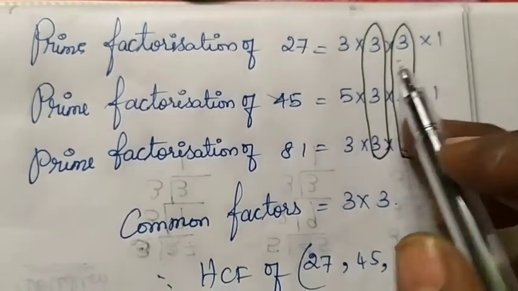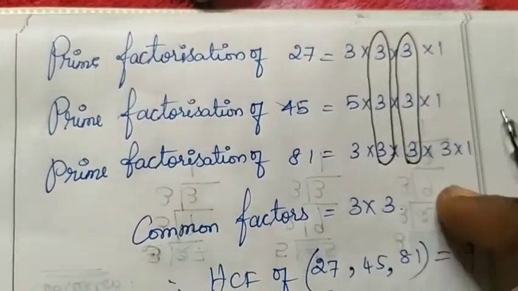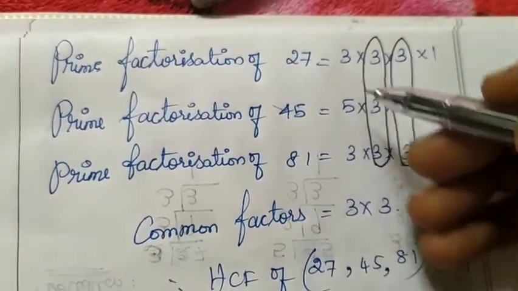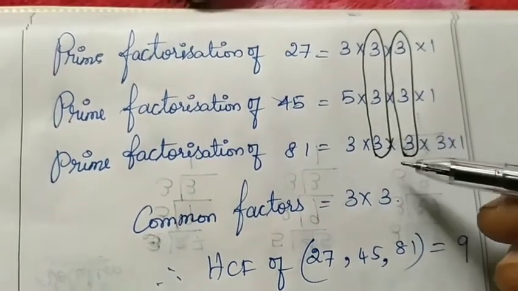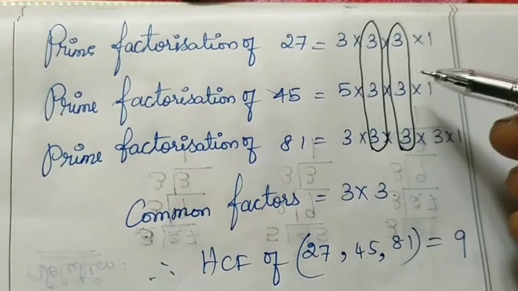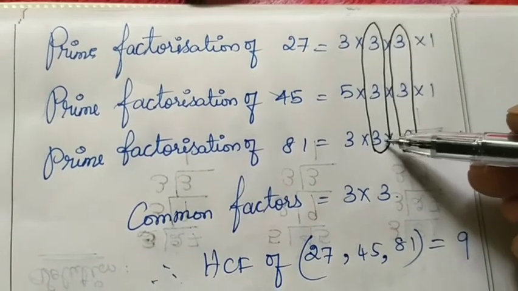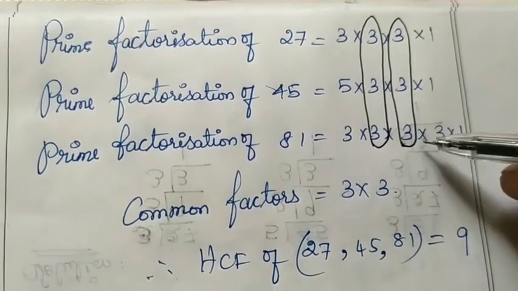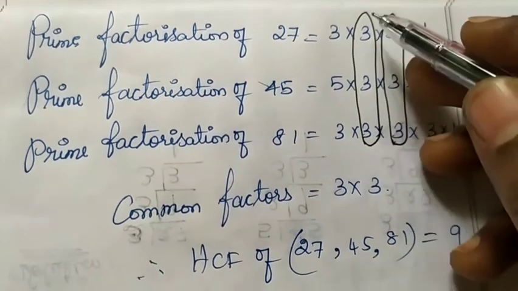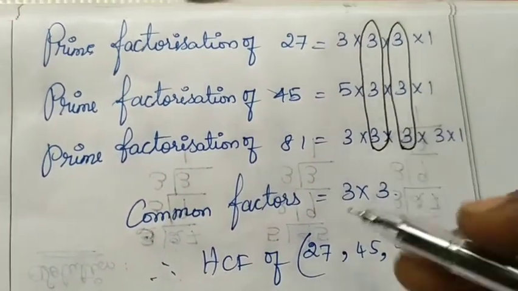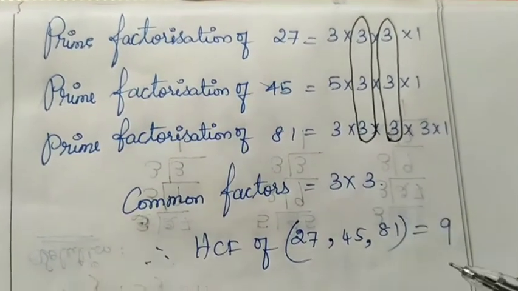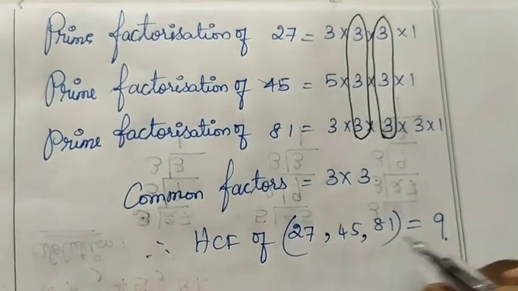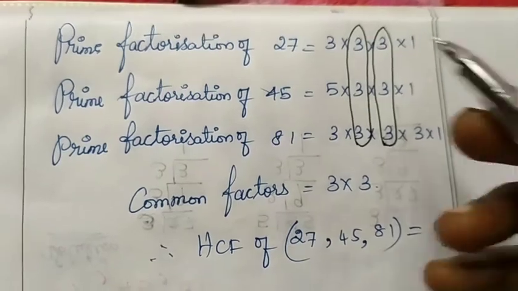Next we take and write the factors. I have written the factors like that, and mark the common number from the three numbers, from the 3 prime factorizations. So 3 is a common number, and here also 3 is a common number. So from the 3s we take only one 3. 3 into 3, 3 3s are 9. So this is the HCF of the given numbers.